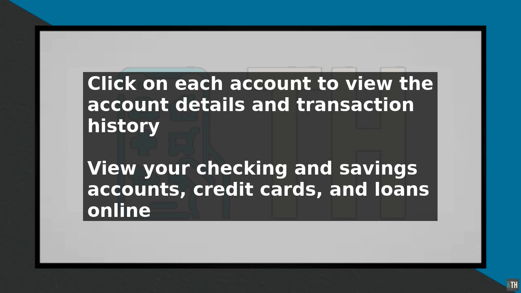To pay a bill, click on the Pay Bills tab and select the account you want to use to make the payment. Enter the payee information, including the payee name, address, and account number. You can also set up recurring payments for regular bills, such as your mortgage or car loan.